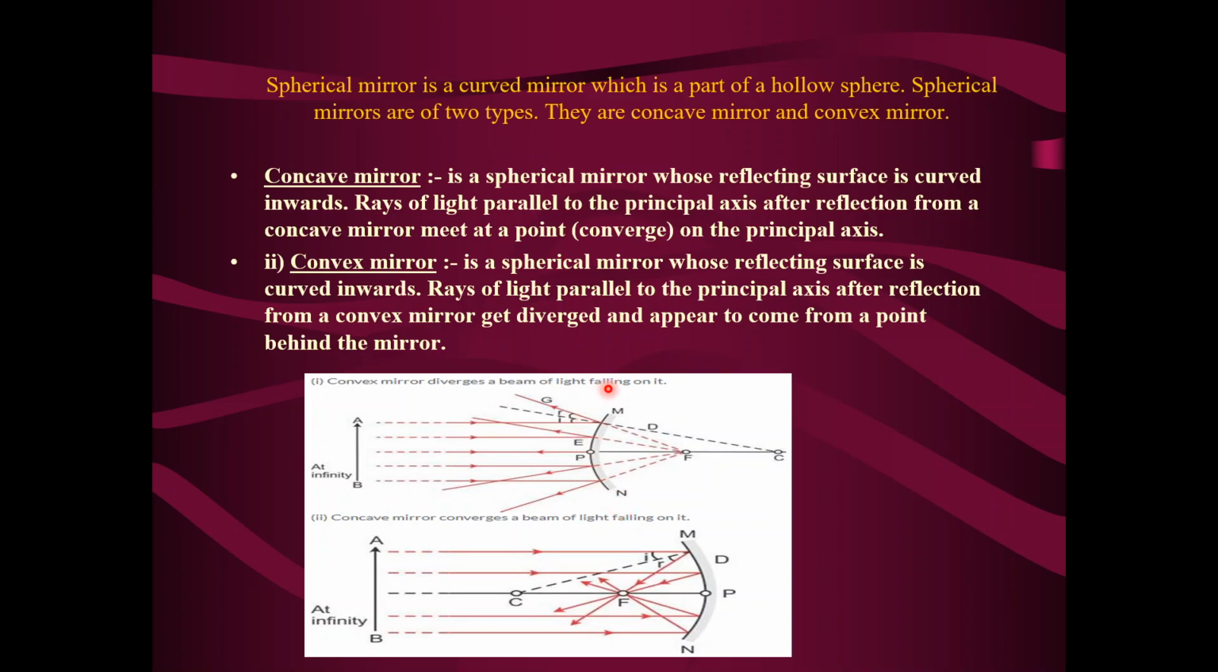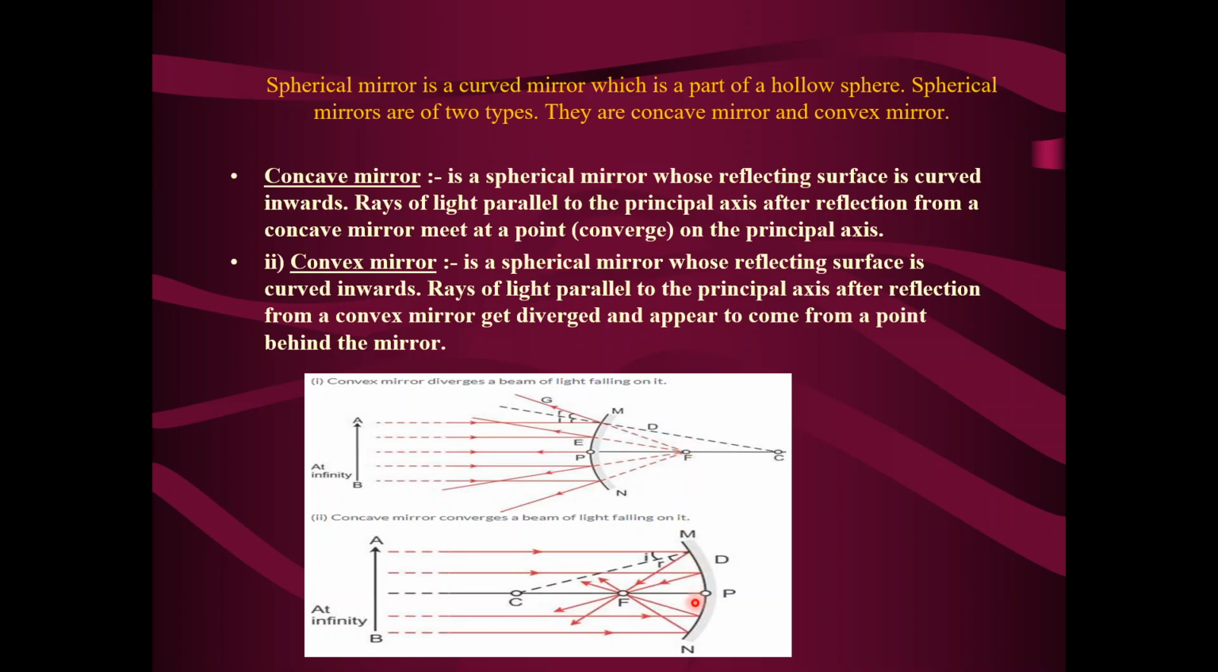This is convex mirror. The parallel rays are falling on the convex mirror. Convex mirror, you know that it is a diverging mirror. It diverges all the rays. And when we are extending these rays, they appear to meet at this point. This is called the focus of the convex mirror.